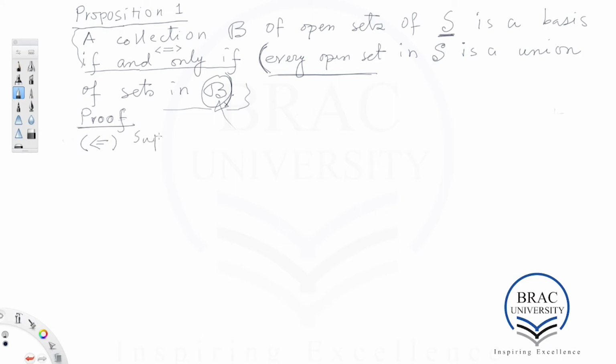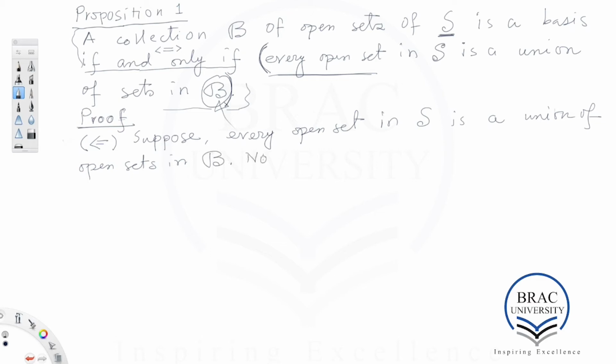Suppose every open set in S is a union of open sets in the subcollection calligraphic B. Okay, suppose this holds.